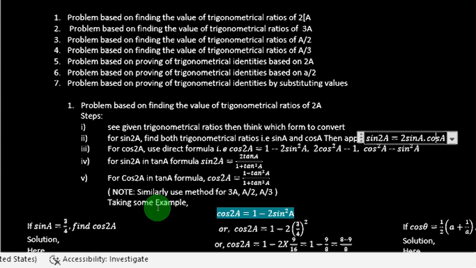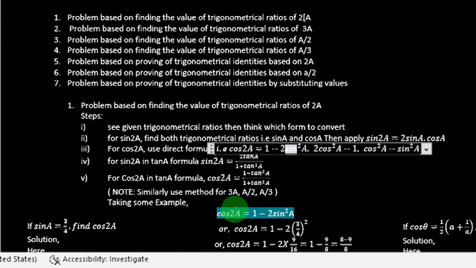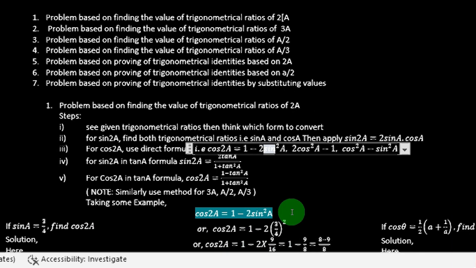Similarly, if it is asking to find cos 2A, then we will use the direct formula of cos 2A, but we will see which format the question is giving. If the question is giving the sine value, we will apply the sine formula. If it is giving the cos value, we will apply the cos formula. If it is giving both sine and cos, we will apply both formulas. So accordingly we can use any formula according to our condition, and convert cos 2A into any format.